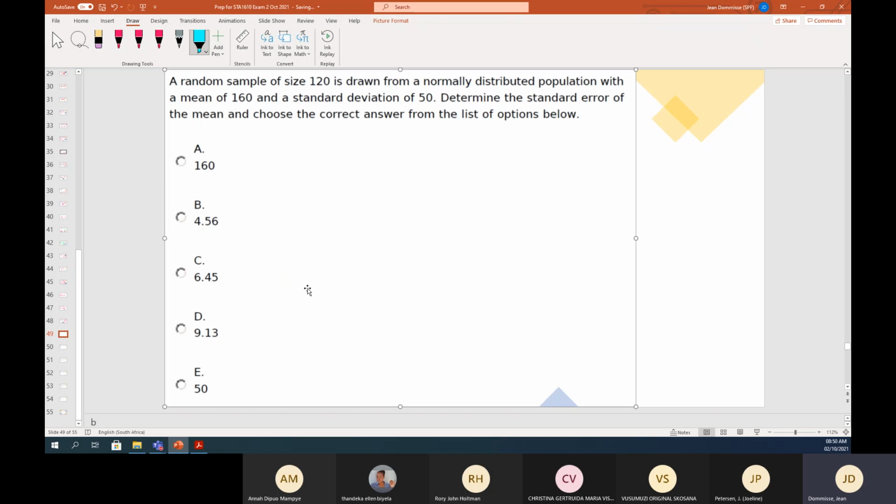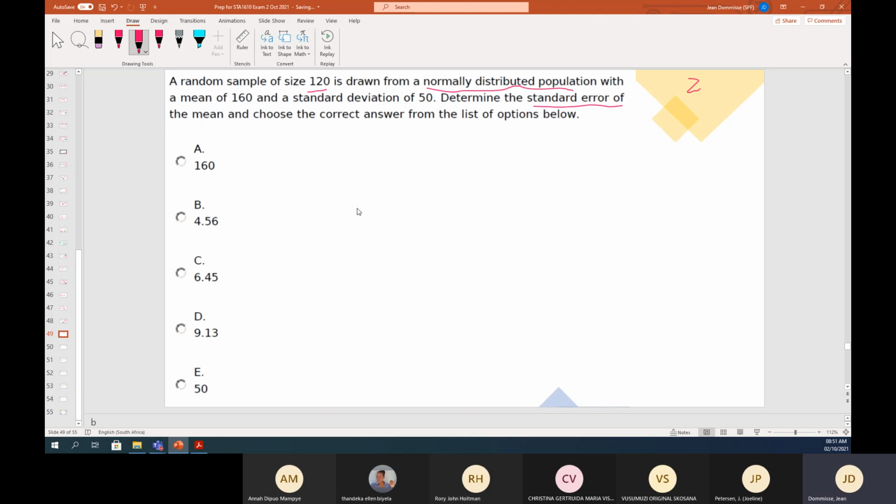Okay, so let's do the next one and see if there's any changes. This question: A random sample size is drawn from a normally distributed population with a mean of 160 and a standard deviation of 50. Determine the standard error.